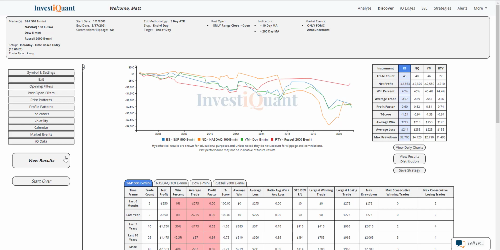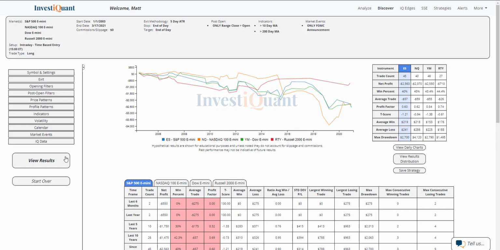We've got 40 samples for the NASDAQ, 46 for the Dow, 27 for the Russell. If we look at the win rates, they tell you what percentage of these have closed above that 3 p.m. price. So for the S&P, just 40% have closed above that 3 p.m. price in this scenario. For the NASDAQ, 45%. For the Dow, 43%. And for the Russell, 44%. So all of those between 40 and 45%. So a little bit weaker period here.